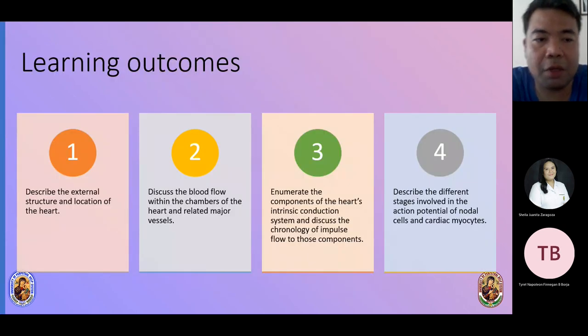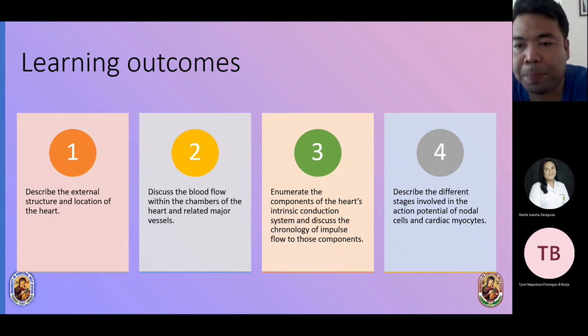So for today, our learning outcomes will be first to describe the external structure and location of the heart. Second is to discuss the blood flow within the chambers of the heart and related major blood vessels. Third is to enumerate the components of the heart's intrinsic conduction system and discuss the chronology of impulse flow to those components. And finally, describe the different stages involved in the action potential of the nodal cells and the cardiac myocytes. So let us start our discussion.